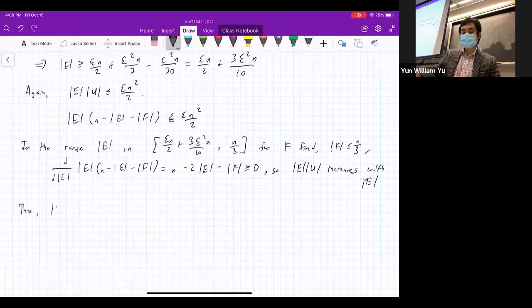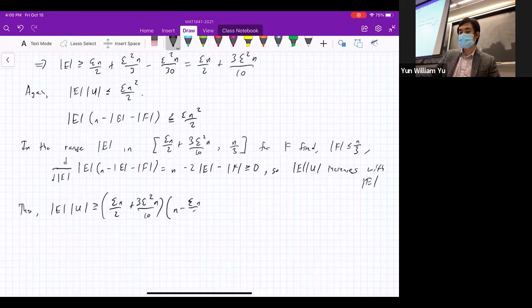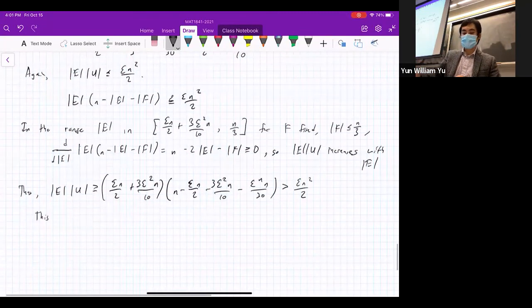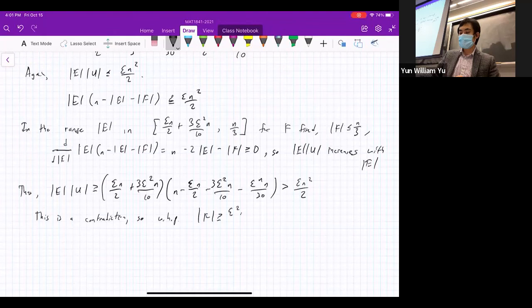Well, if that's true, then that means that this product is greater than or equal to epsilon n over 2 plus 3 epsilon squared n over 10 times n minus epsilon n over 2 minus 3 epsilon squared n over 10 minus epsilon squared n over 30. I'm not going to show this explicitly, but this turns out to be greater than epsilon n squared over 2 just by lots of ugly algebra. And this is a contradiction. So with high probability, the size of F is greater than or equal to epsilon squared n over 30.